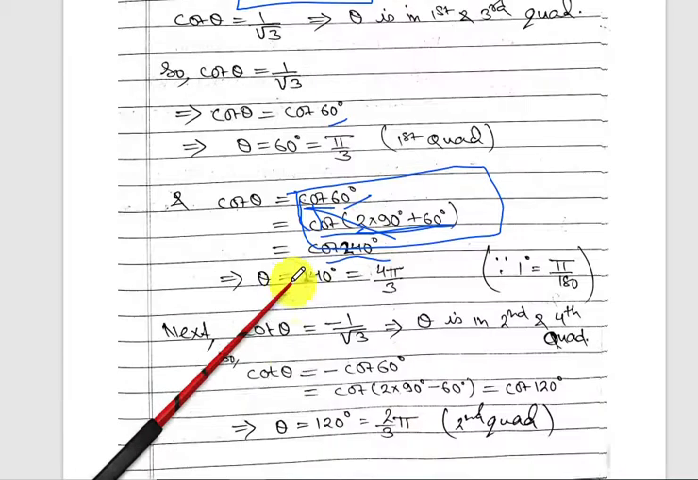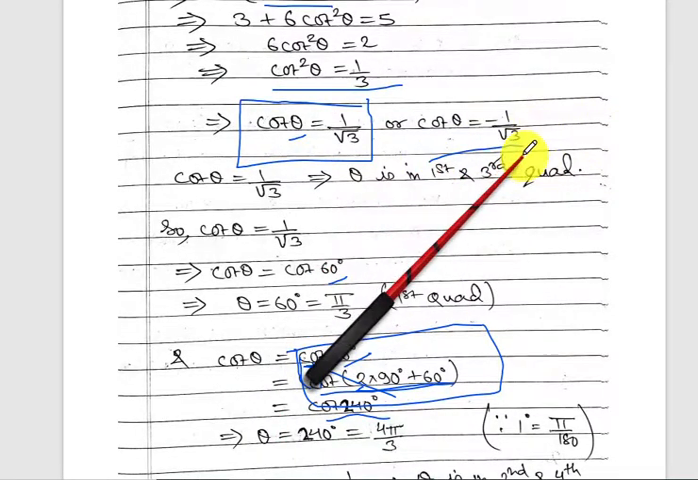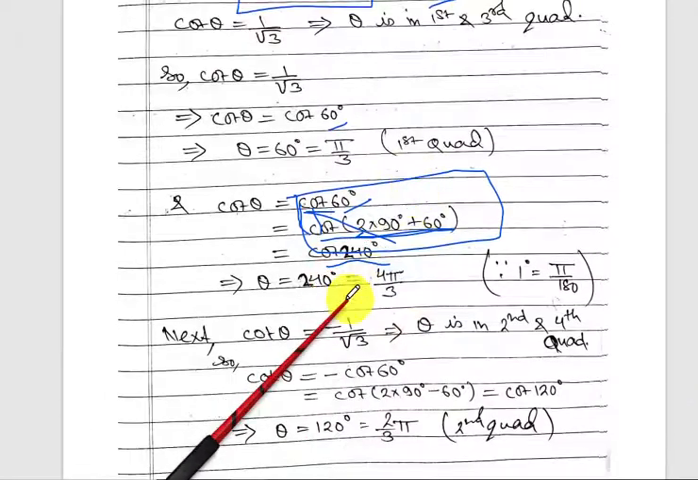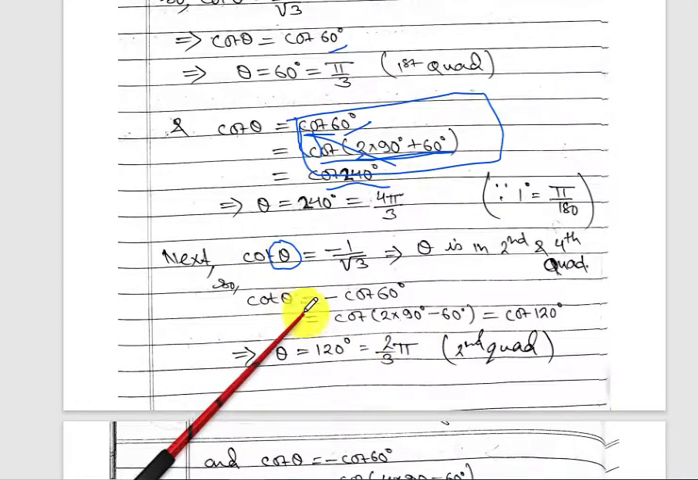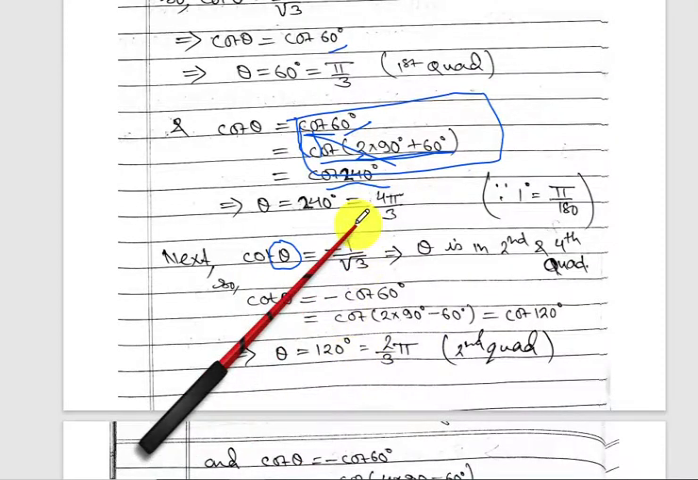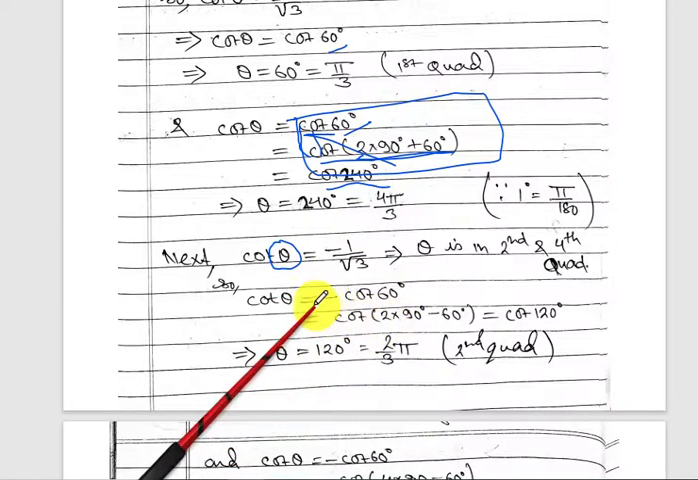Now we come to cot theta equal to minus 1 upon root 3. Here we are getting cot theta negative, that means theta is in the second and fourth quadrant, because cot is negative only in the second and fourth quadrant. So for 1 upon root 3 we can write cot 60 degree, and our theta has to be in the second quadrant.